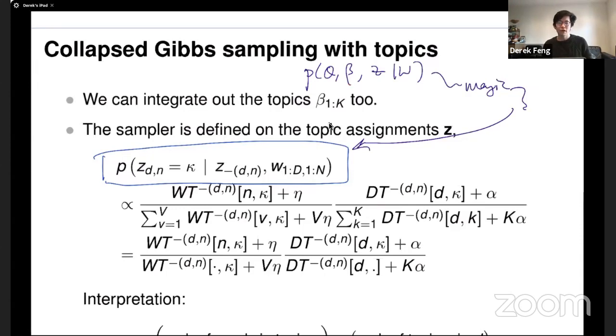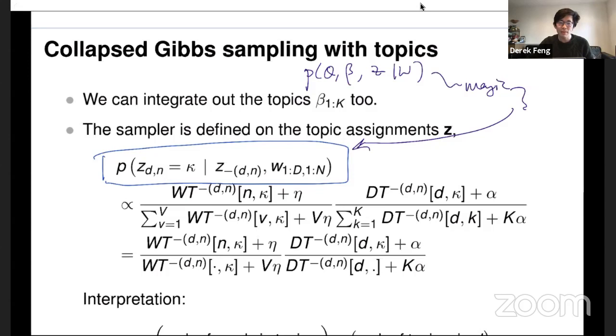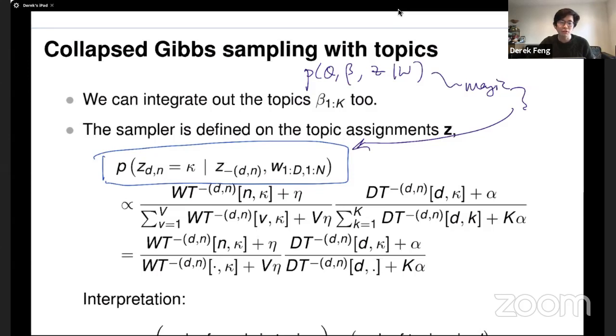Okay, any questions about that before I go and describe this formidable equation? Okay, no questions. Hopefully people listen.